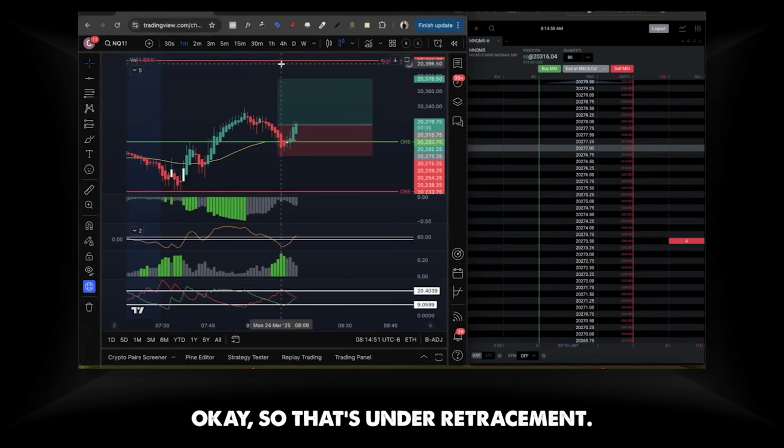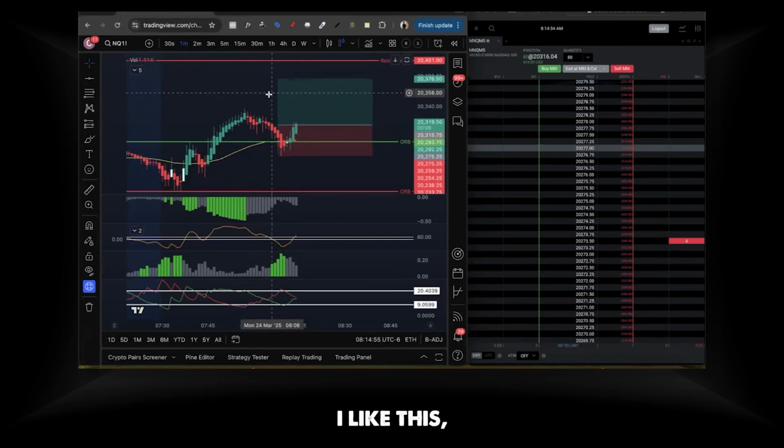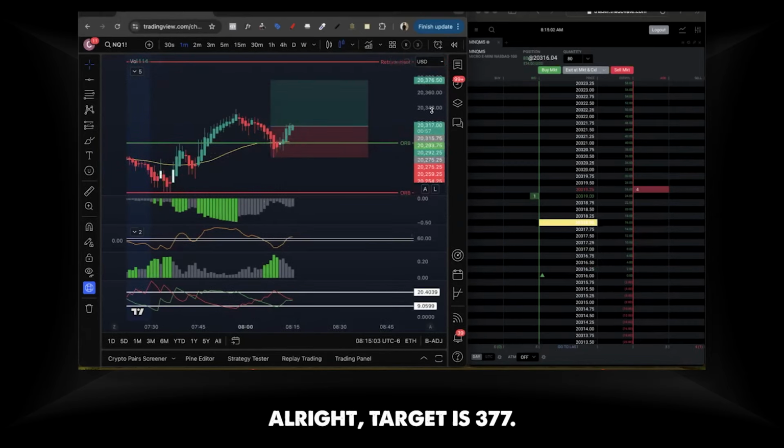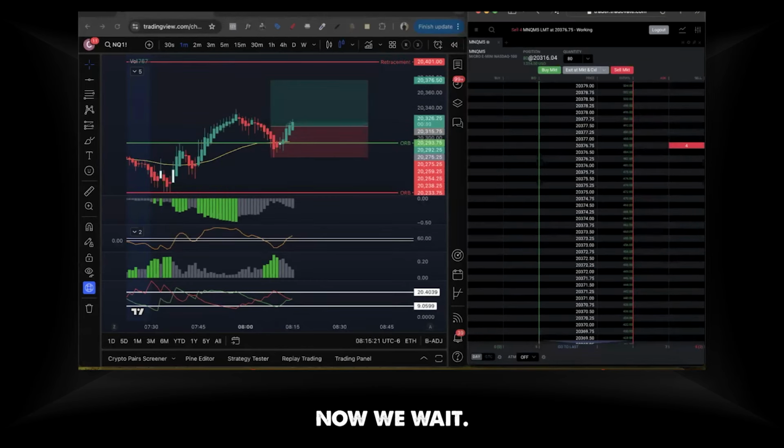Okay, so that's under retracement. I like this. Look at this. All right, target's 377. And now we wait.